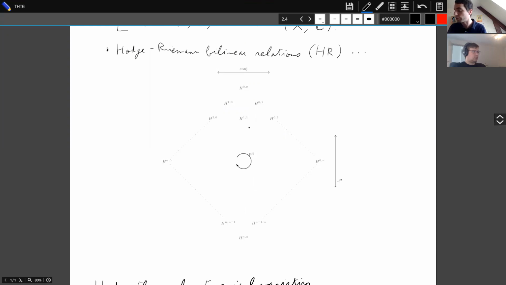I don't know if it's very readable. So here, for instance, we have H^{2,0}, which is isomorphic to H^{0,2}. So we have this symmetry. We also have this symmetry. So it's not H^{0,2}, it's H^{d-2,d}, which is also isomorphic to H^{0,2} via this Hard Lefschetz theorem. And we have the complex conjugation, which gives an isomorphism, for instance, between H^{2,0} and H^{0,2}. So we have all these symmetries, and this is called the Hodge diamond.